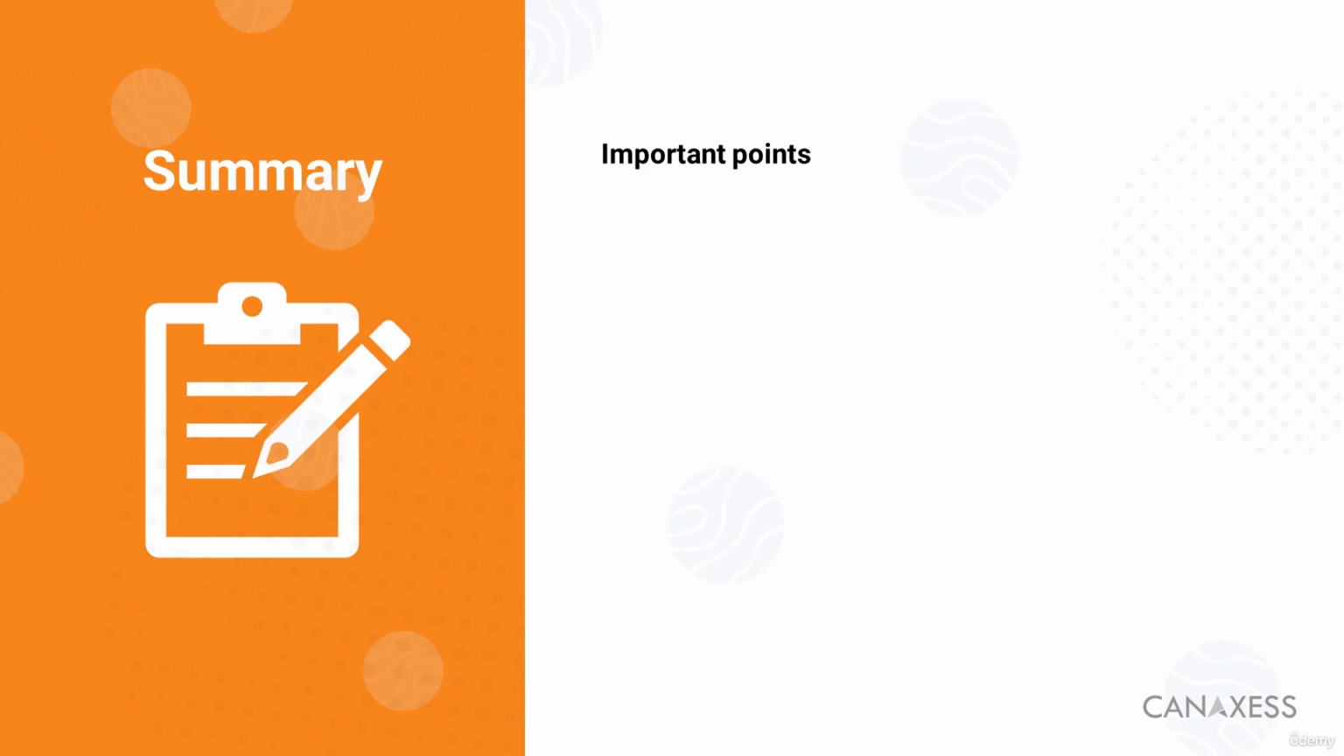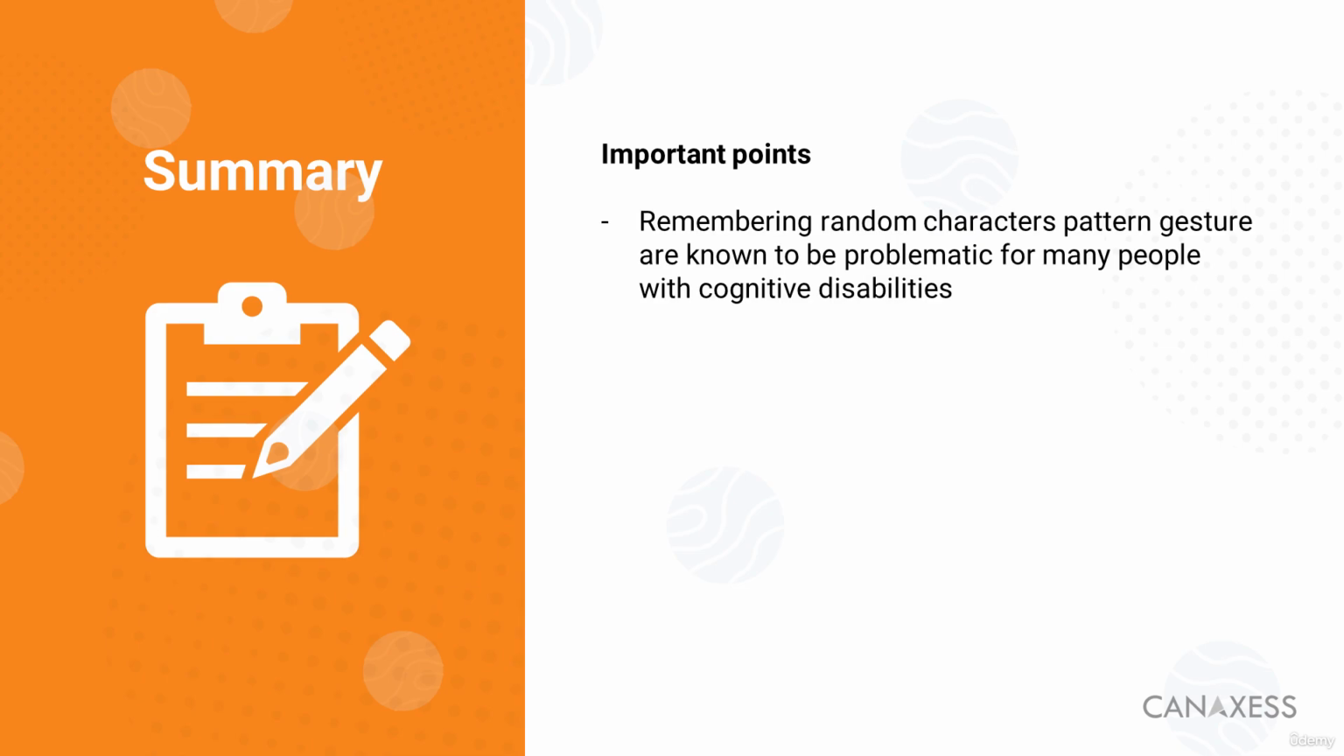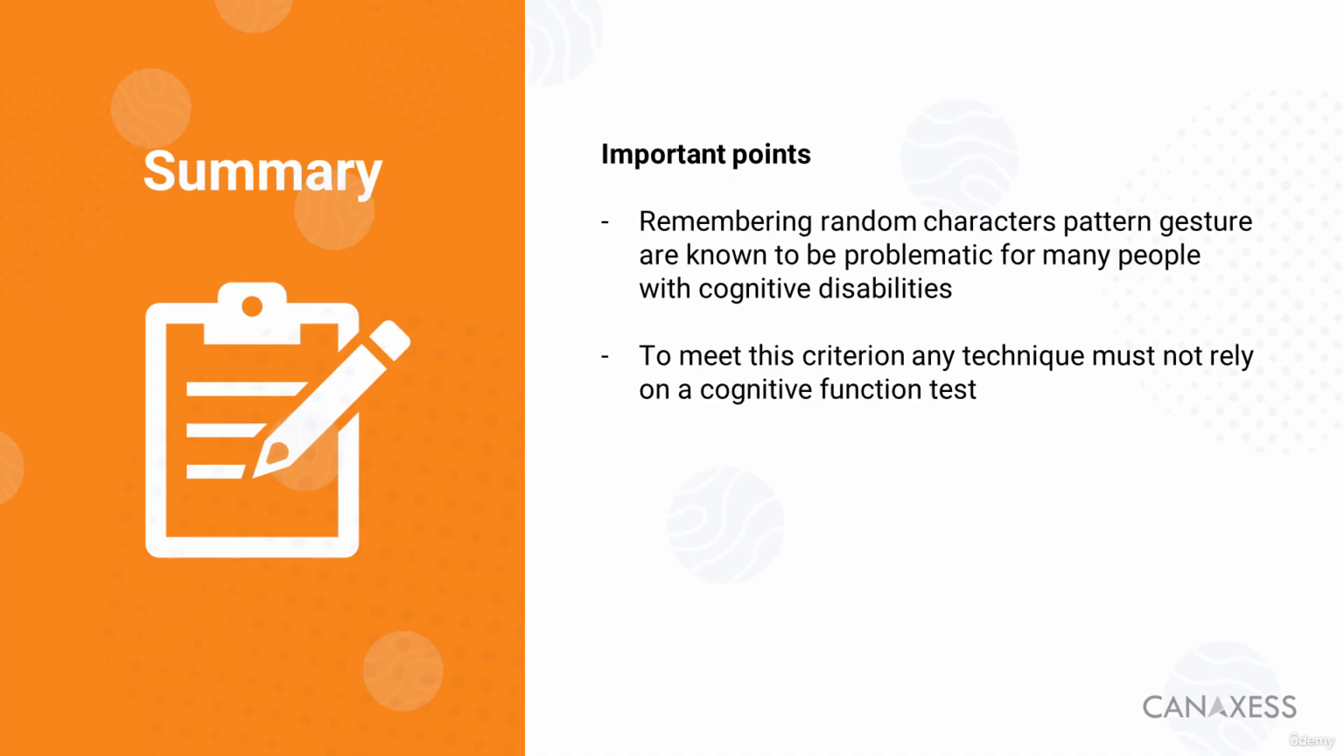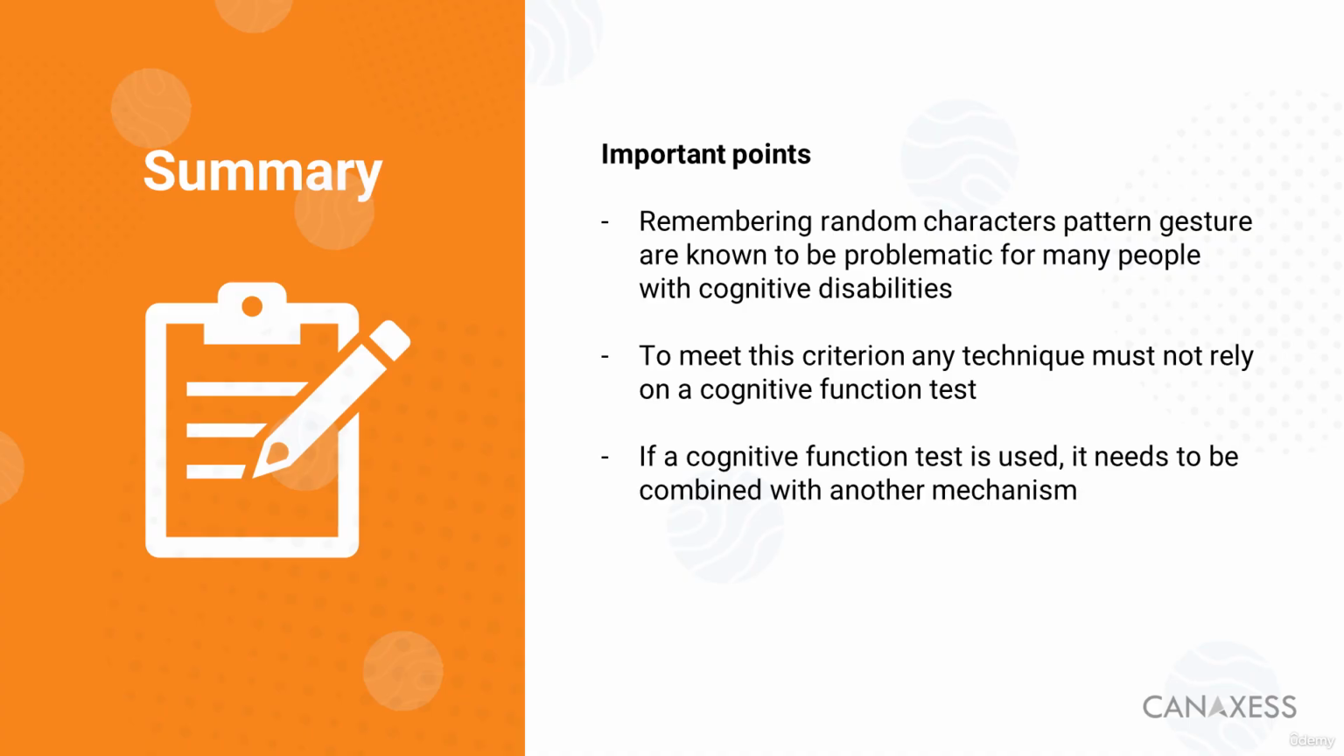Exemptions exist where a cognitive function test is used, but this must be combined with another mechanism to authenticate. Although the recommendation is that these are avoided as they will have a detrimental impact to the user's experience. Asking a user to remember random characters or apply a pattern gesture to complete a task are known to be problematic for many with cognitive disabilities. To pass this criterion, any technique must not solely rely on a cognitive function test. If a cognitive function test is used, it must be combined with another mechanism.